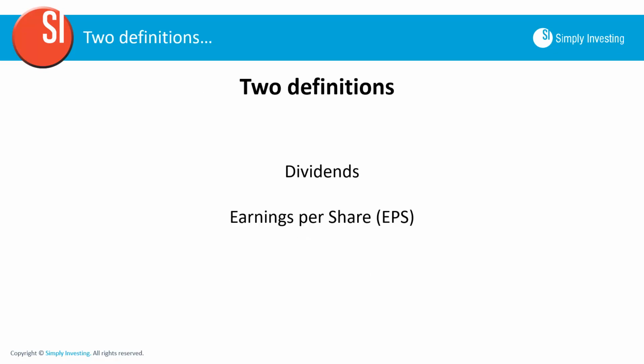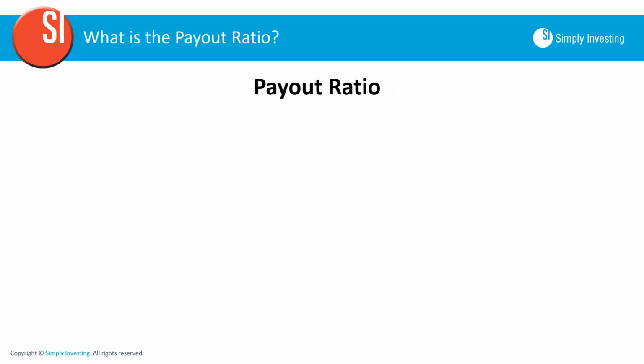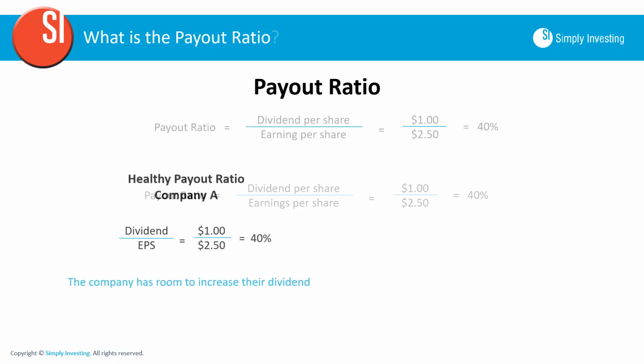Now that we've covered both definitions, let's move on to the payout ratio. The payout ratio is simply the dividend per share divided by the earnings per share. So in this example, a company has earnings per share of $2.50. It is paying a dividend of $1 per share. The payout ratio is 40%, which is a healthy payout ratio because, as you can see in this example, the company earned $2.50, but only paid $1 to the shareholders.